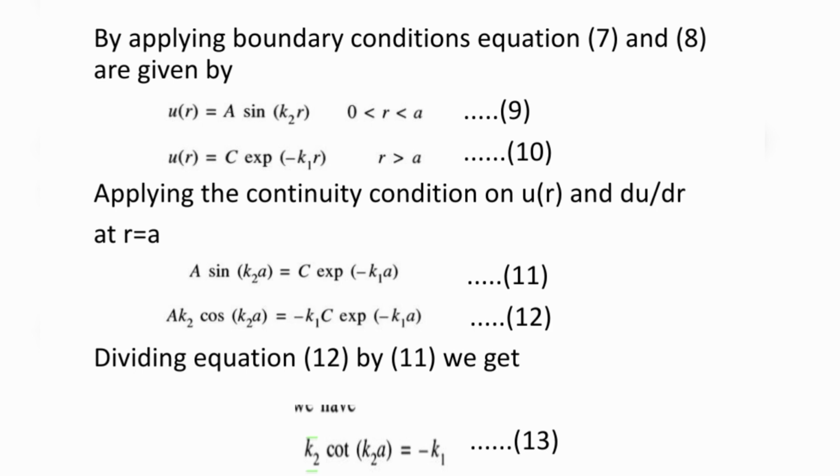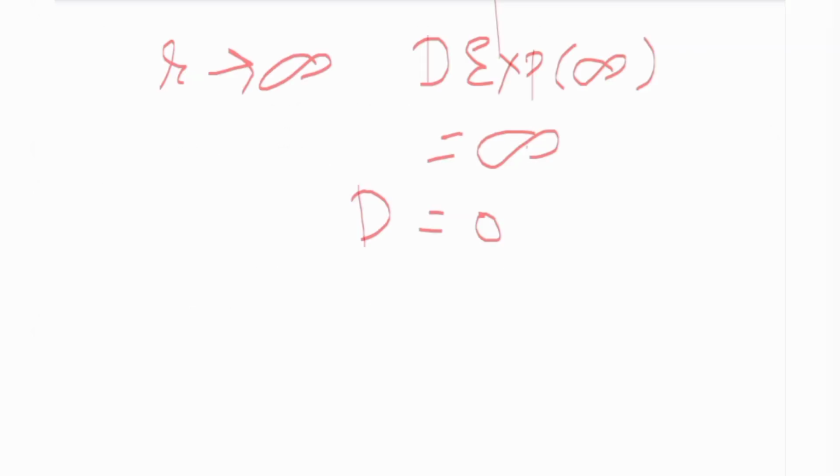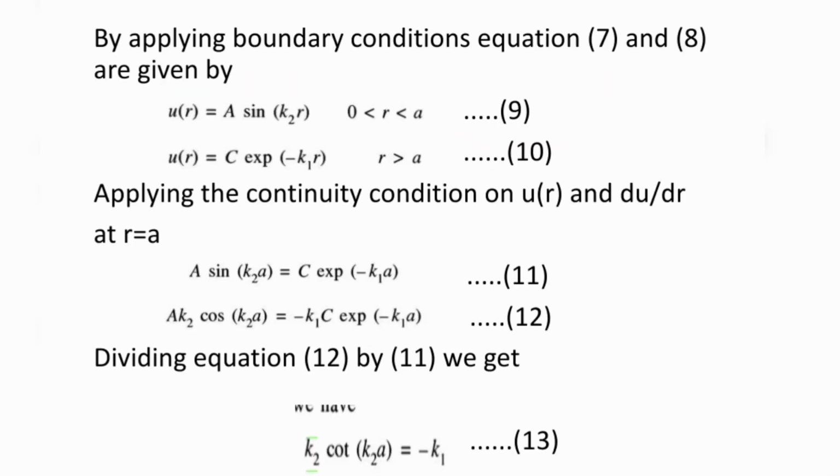Similarly, for the second case, we'll consider that r tends to infinity. As r tends to infinity, the second term, which is D exponential of r, tends to infinity. So we'll neglect the second term, so we consider that D is equal to 0. As soon as we consider D equals 0, we'll get the second equation, and that is given by u(r) equals C exponential minus k1r. So these two equations are obtained after substituting the boundary conditions.